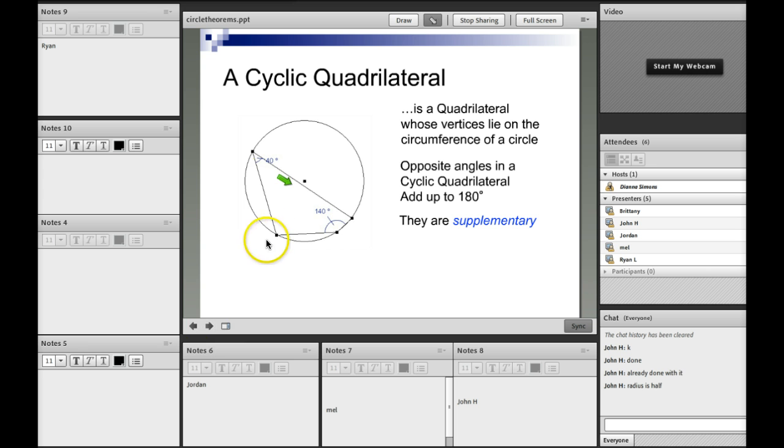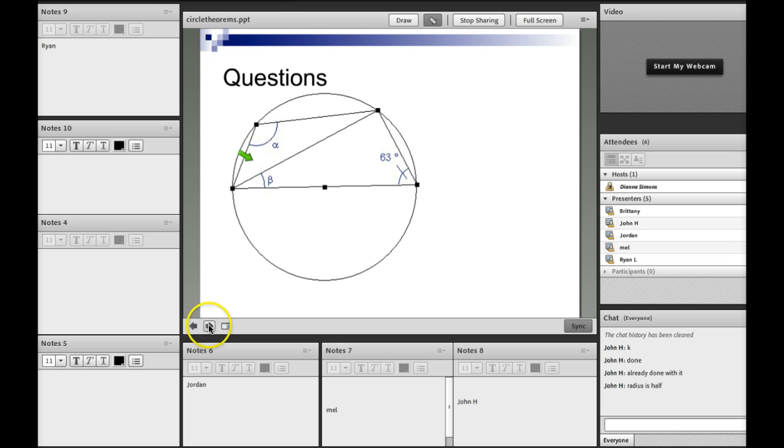Okay, so again, you see this is a quadrilateral. It's got 4 corners, right? Opposite angles add up to 180. Okay, so here's a question. This angle right here is 63. What are angles alpha and beta?